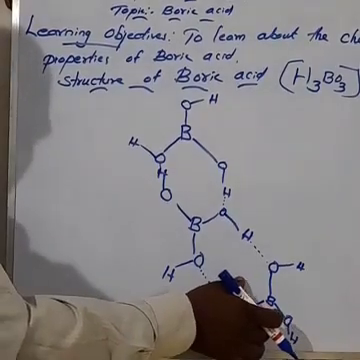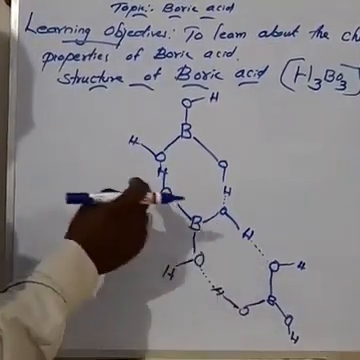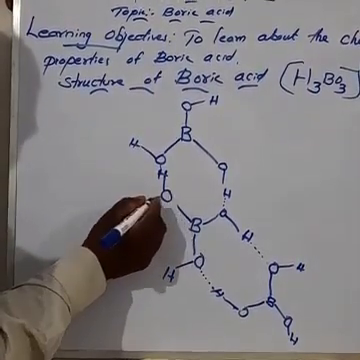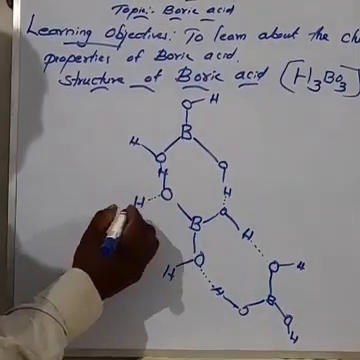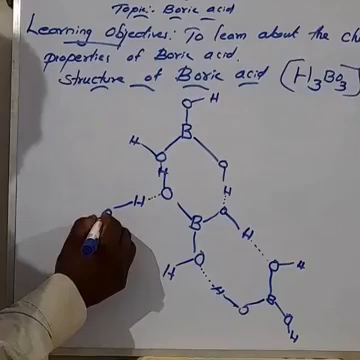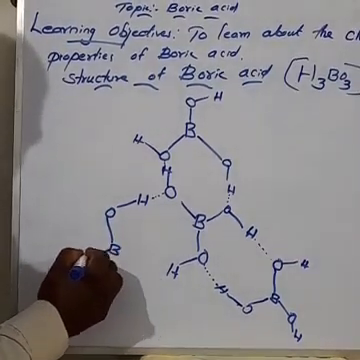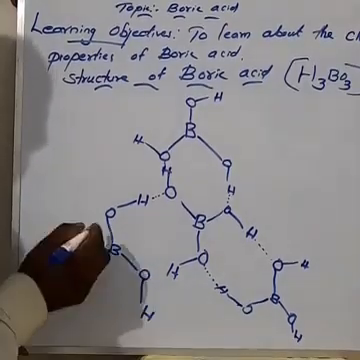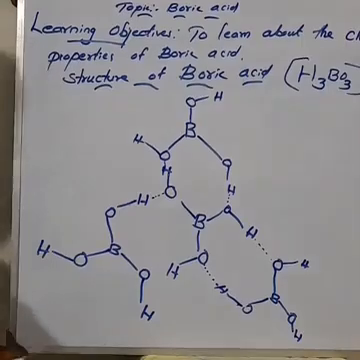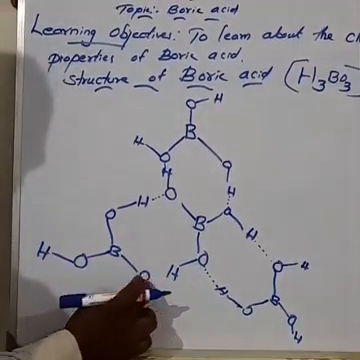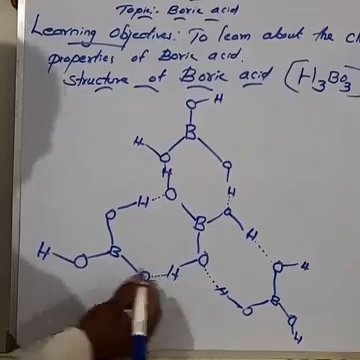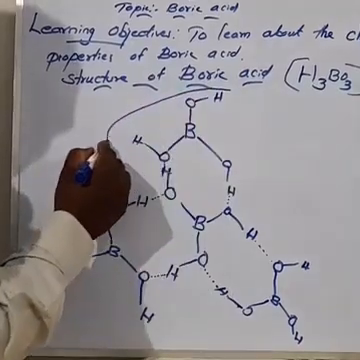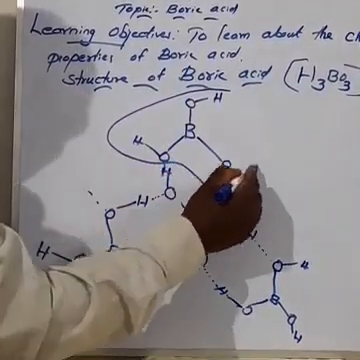Next one, start with this oxygen, hydrogen, oxygen, boron, oxygen, hydrogen, hydrogen. In between, oxygen and hydrogen have one weak bond. Okay. Here, this is the first molecule of boric acid.